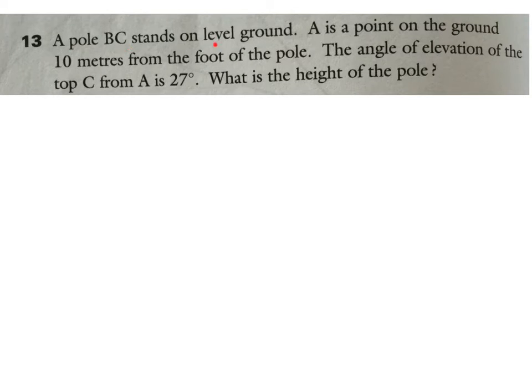Pole BC stands on level ground. A is a point on the ground 10 metres from the foot of the pole. The angle of elevation of the top C from A is 27 degrees. What is the height of the pole? So the difficulty here is it's not drawn out for you, but it's going to be a triangle, because that's what we're looking at. It's going to be a right angled triangle.